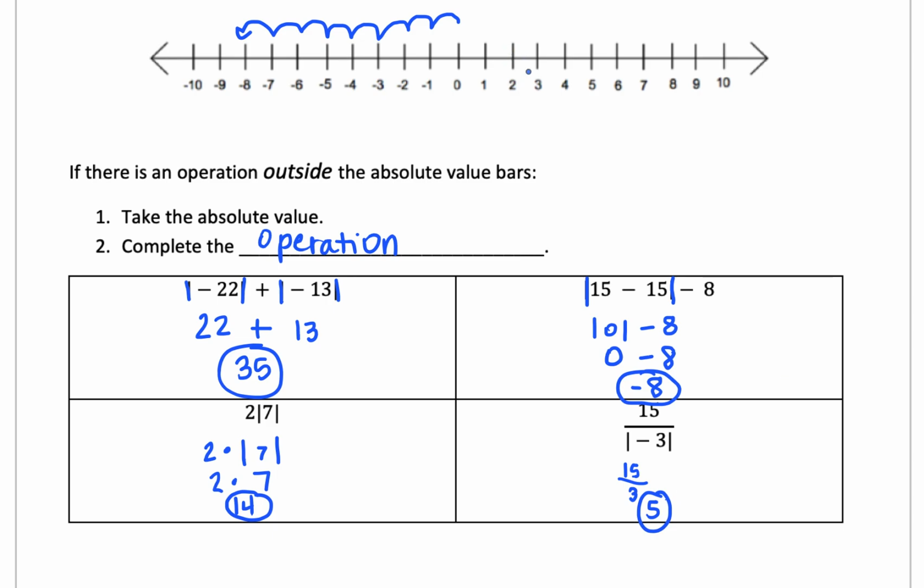So just remember to follow GEMDAS, use a number line as a tool for yourself. You do not need to model it unless it says to model, but it is something that's really helpful, especially when we're adding and subtracting integers and moving left to right on the number line.